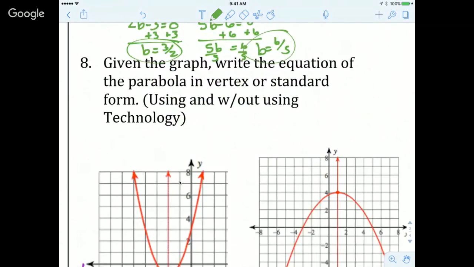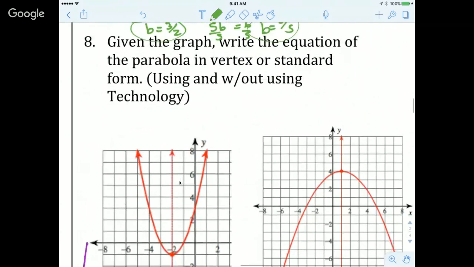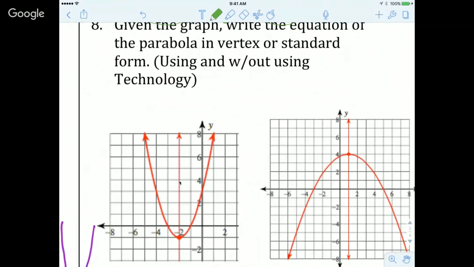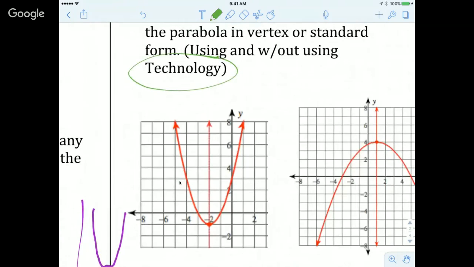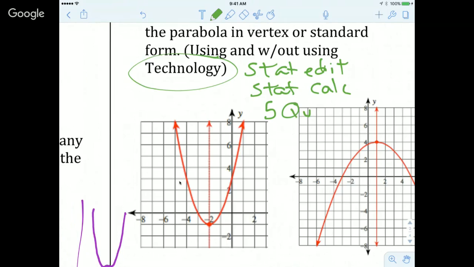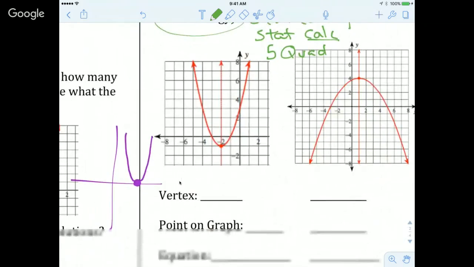Okay. Number 8. Given the parabola, write the equation in vertex or standard form with and without using technology. Now, if we had technology, you would hit stat, edit, and then stat, calc. I believe it's the 5th one down, quadratic regression. The stat edit is to insert the values in the table. The stat calc is to calculate the equation. And then you write it down.